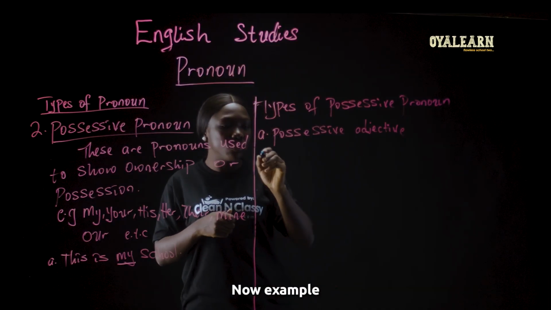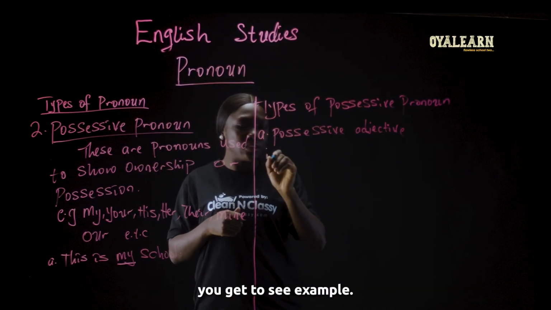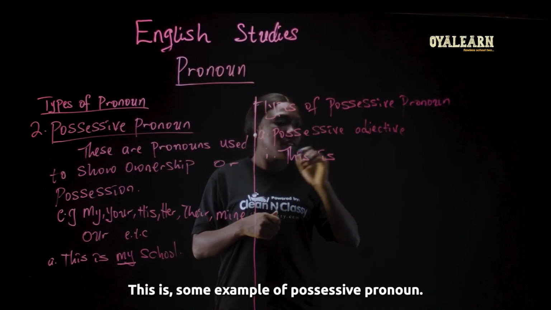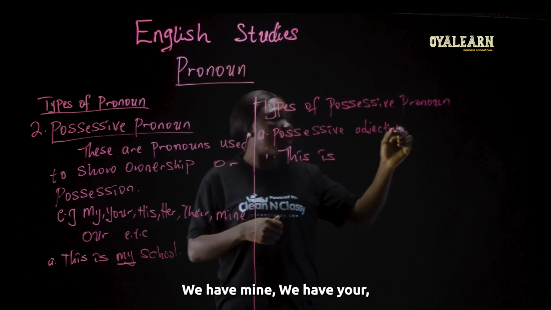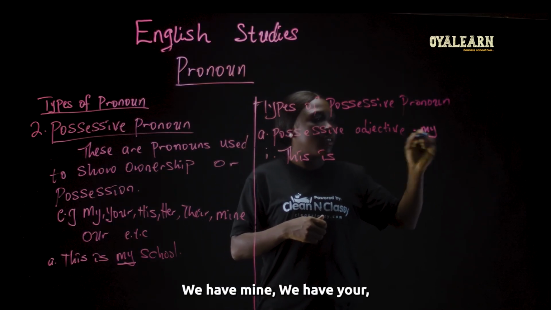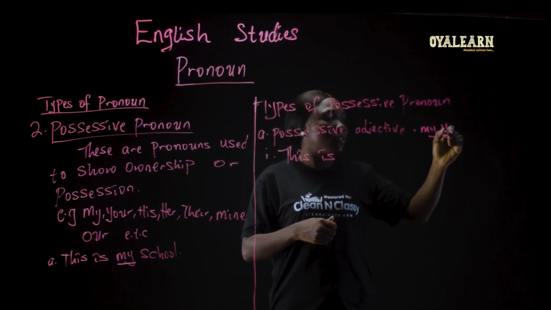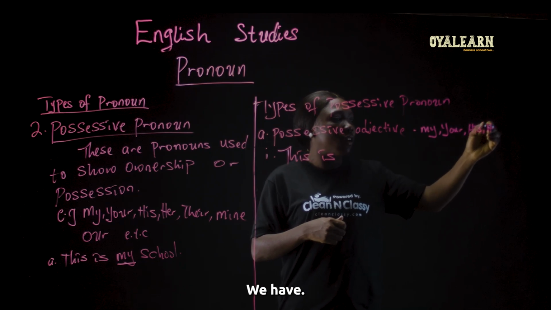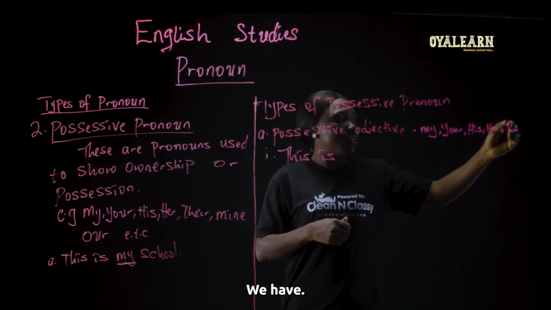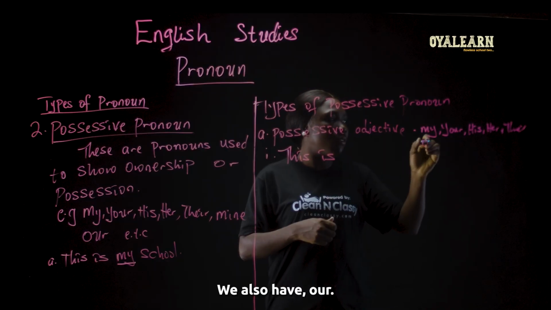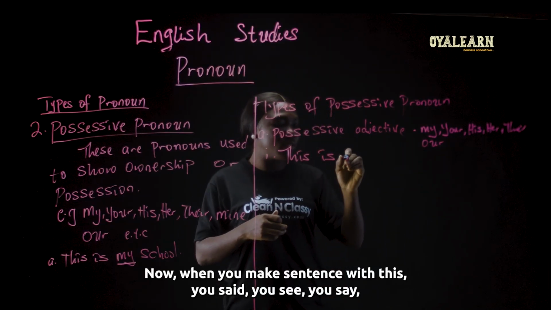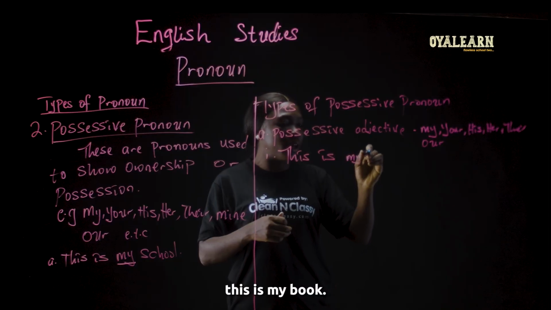Now, let's see an example. Examples of possessive adjectives: we have my, your, his, her, their, and our. Now, when you make a sentence with it, you say, this is my book.